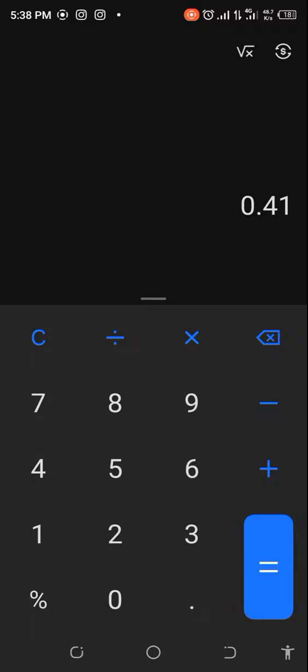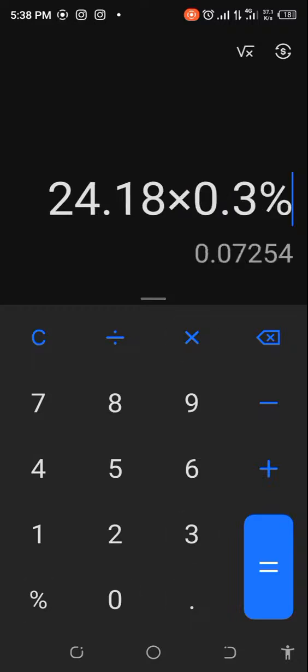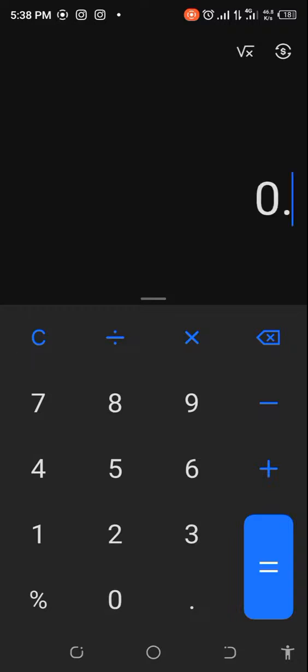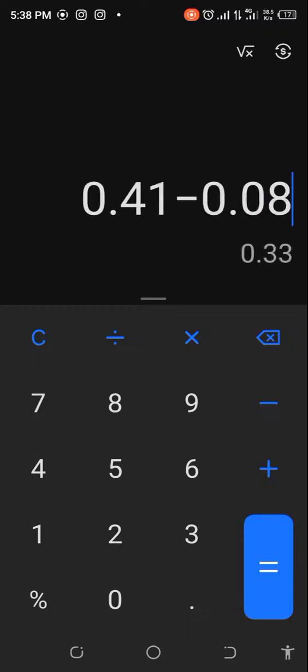So that's supposed to be 0.03, right? 0.3%. Yeah, 0.3%. So I'm going to take the entire amount. So this is 41 cents already. So the entire amount is going to be 24.18 times 0.3%, okay, so that's like 7 cents. All right, so that means from 41 cents, I'll take off, let's take off like 8. So we'll have 33 cents.